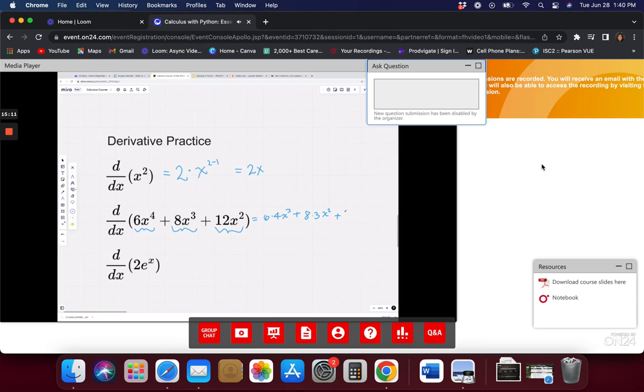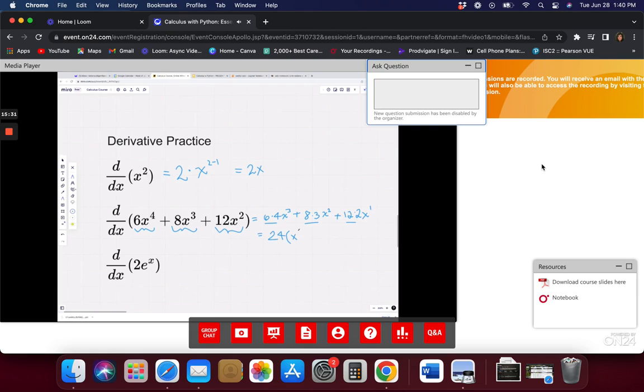This is 12 times 2 times x to the 2 minus 1, which is 1. So what we're left with is that these all conveniently equal 24. So I'm just going to pull out 24.